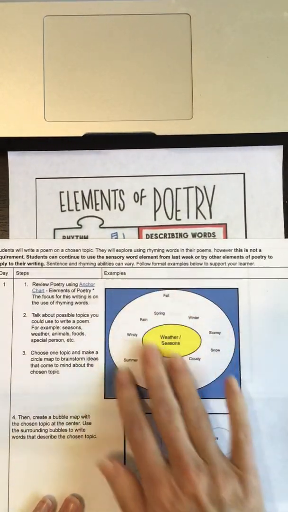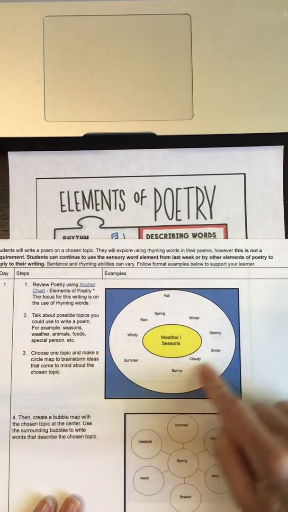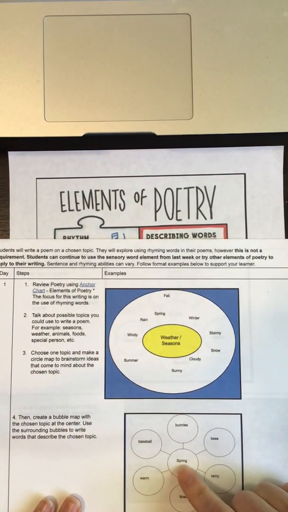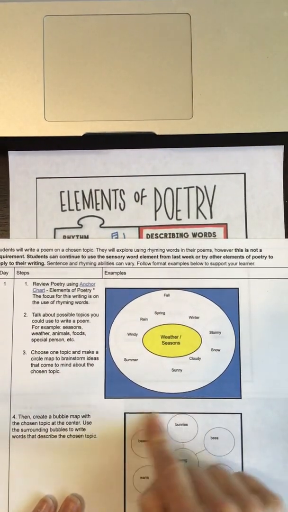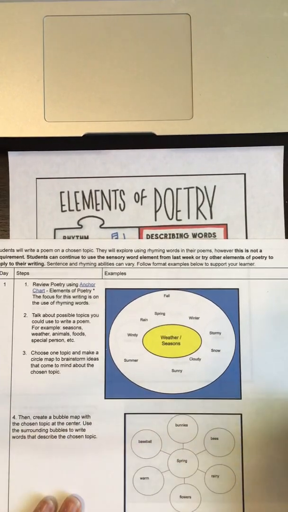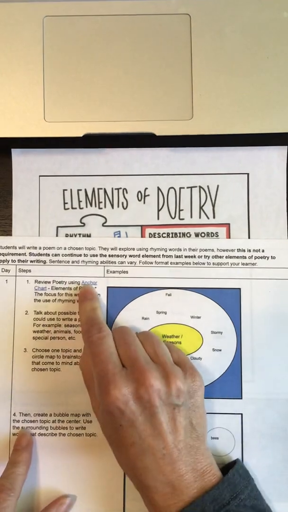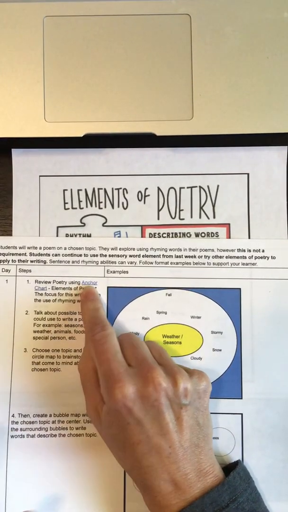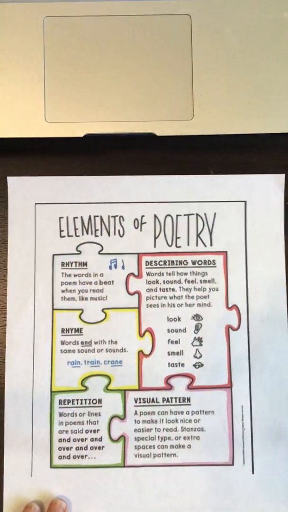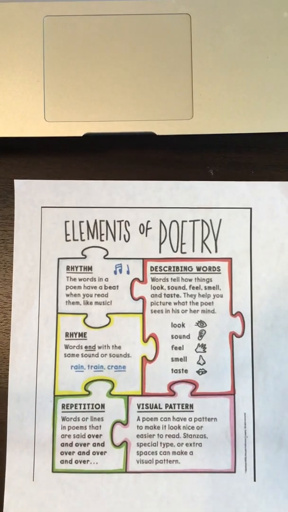So we're coming up with an idea and then picking one of the topics to use inside our bubble map, and then making some describing words about that topic inside the bubble map. If you click on the anchor chart link here in the blue, it's going to bring you back to that Elements of Poetry anchor chart that we covered from last week.